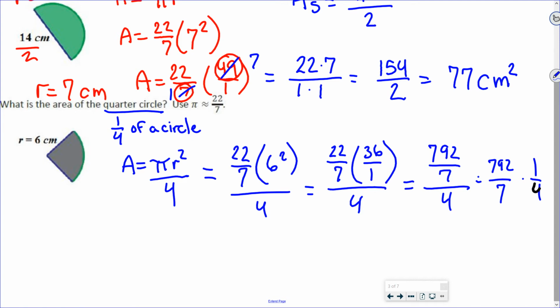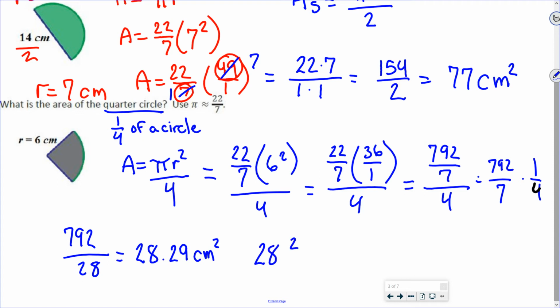So I'm going to come over here and continue down here at the bottom corner. So we've got now 792 divided by 28. All right, if we plug that into the calculator, 792 divided by 28, we get 28.29 centimeters squared. Now, if you did the fraction, you might have also gotten 28 and 2/7, I believe, centimeters squared. Okay? Those two options are perfectly acceptable. Nobody is going to sit there and say, nope, you can't do that. Fraction or decimal, it is okay for either answer to work. All right?